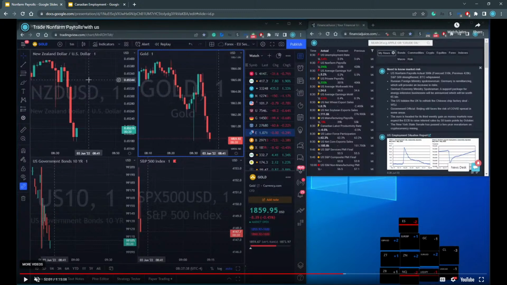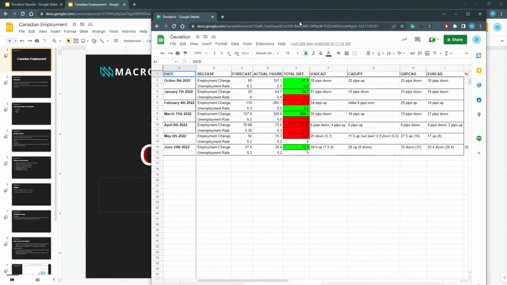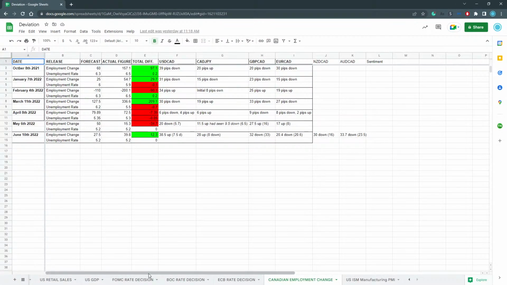Okay, so now let's have a look at the deviations. That's what I want to show you next. Okay, so the deviations then for non-farm payroll.